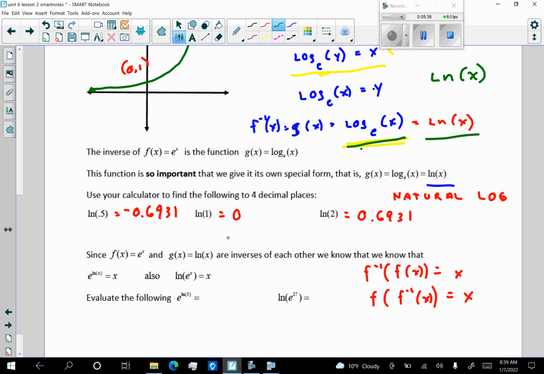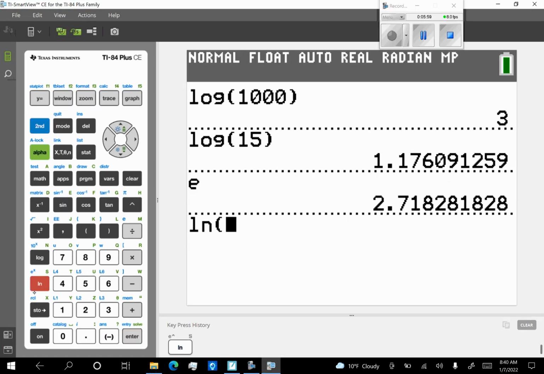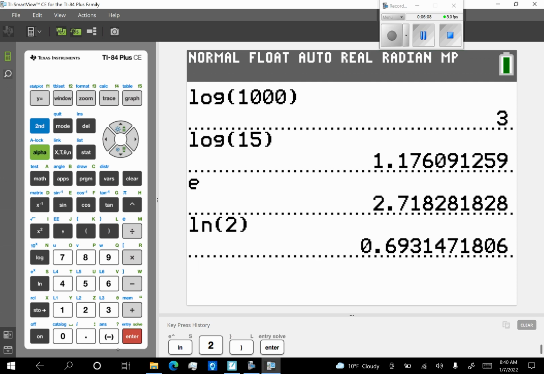Ln of 1 is going to be 0. Well, that's easy. Why is this true? This is true since e to the 0 is equal to 1. And with our graphing calculator, you can do this yourself, and I'll show you where that key is. Ln of 2 is 0.6931. If I go to my graphing calculator, here is the ln button. It's right below the log base 10 button. And if I go in and type ln of 2, natural log of 2, there's where I got 0.6931.